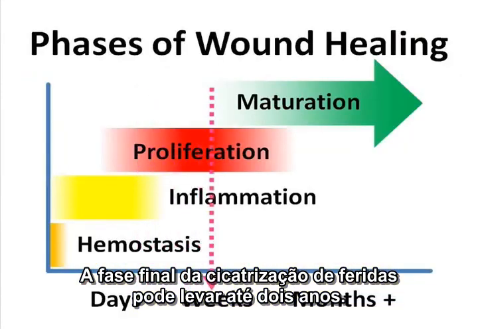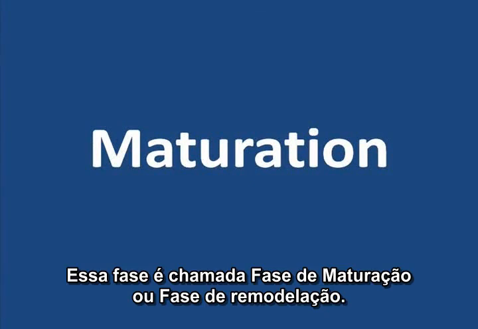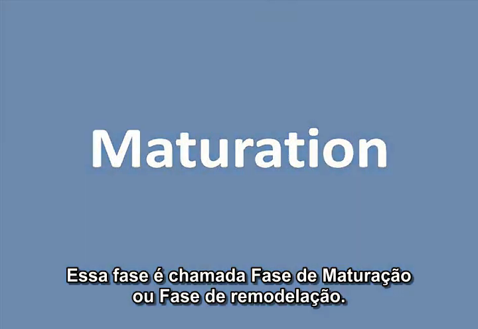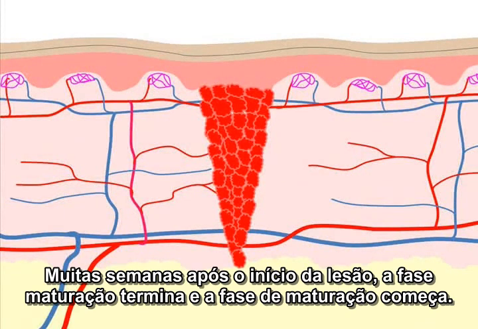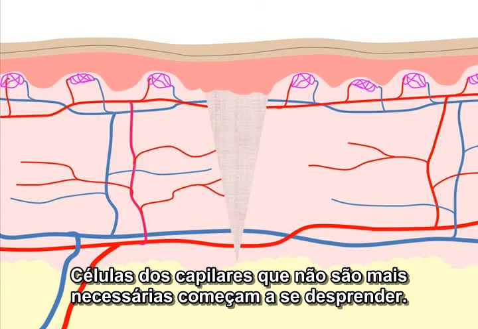The final phase of wound healing may last as long as 2 years. This phase is called the maturation phase, or sometimes the remodeling phase. Several weeks after the initial injury, as the proliferation phase winds down and the maturation phase begins, cells and capillaries that are no longer needed begin to thin out.